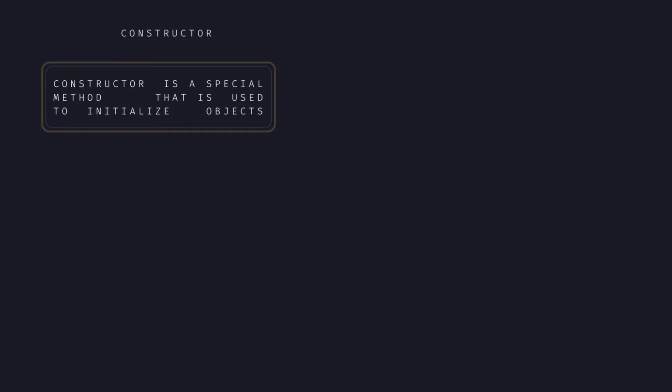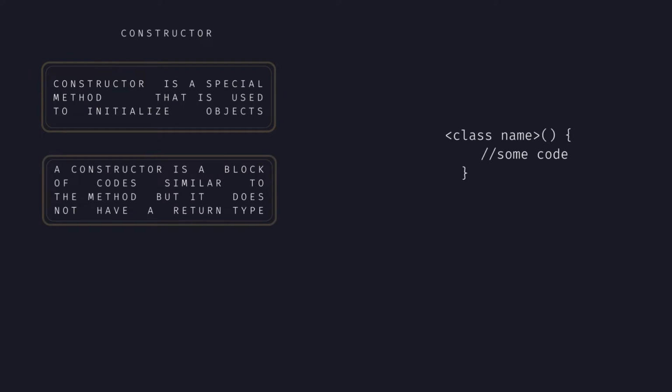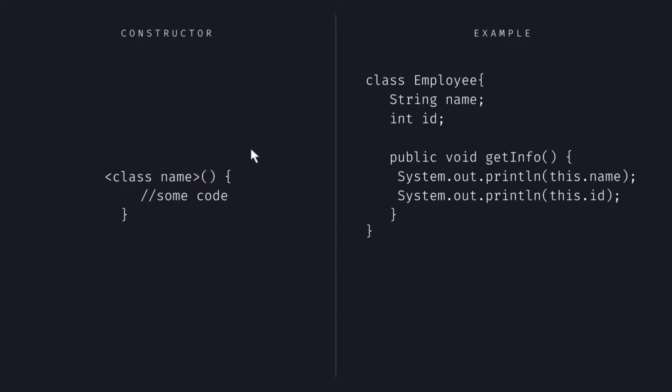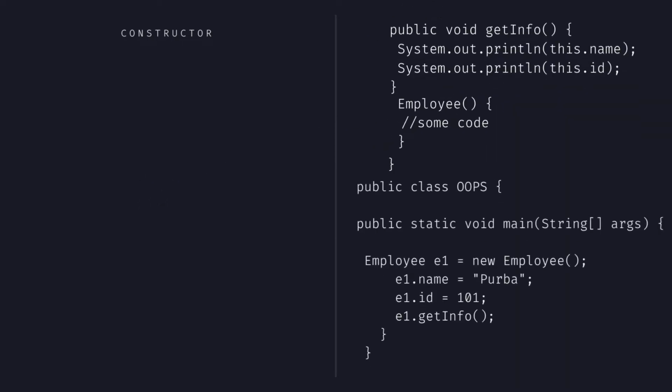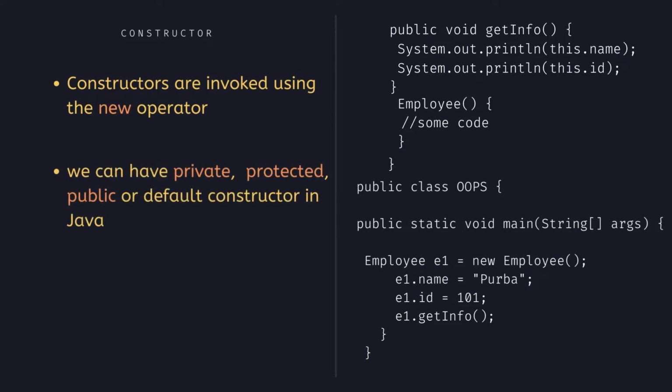A constructor is a block of code similar to the method, but it doesn't have a return type. A constructor must have the same name as the class. Java compiler provides a default constructor by default if there is no constructor available in the class. Constructors are invoked using the new operator. We can have private, protected, public or default constructor in Java.